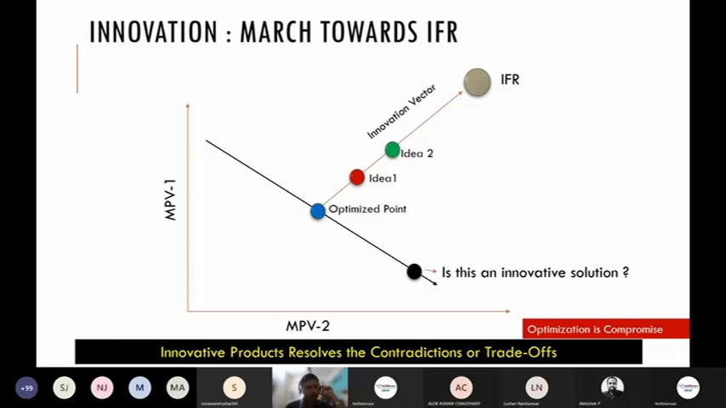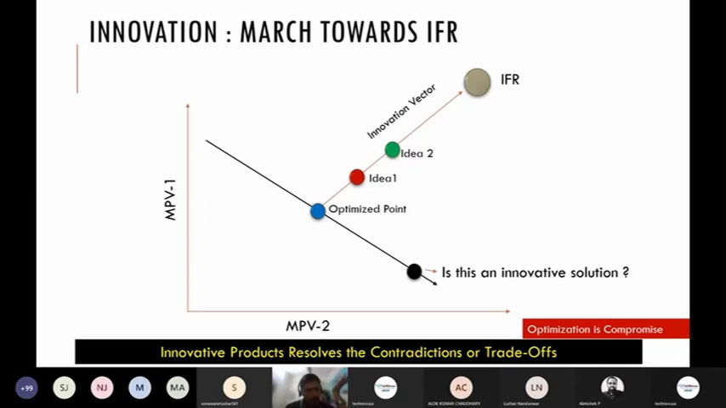Now you have an IFR. You want to achieve both. And where is the IFR? As far away as you can think of, at infinity. You can never achieve it, but it's a direction. So when you connect the blue point to the IFR point, what you get is an innovation vector. Simple. Any ideas which you get on this vector are going to make your products innovative. In a way, you are diluting this trade-off.